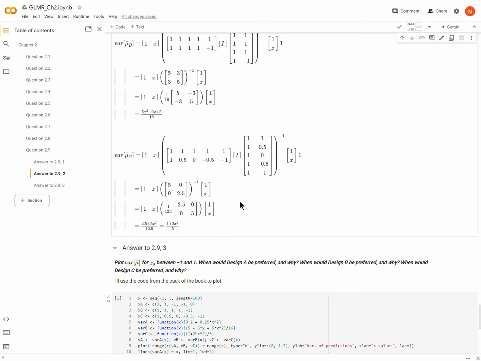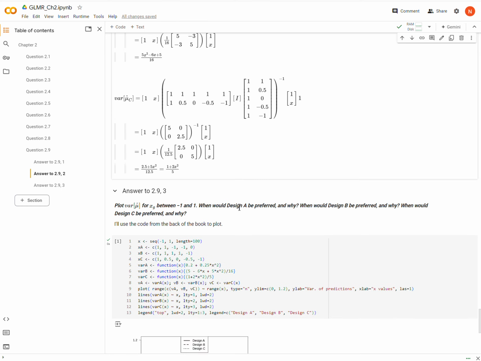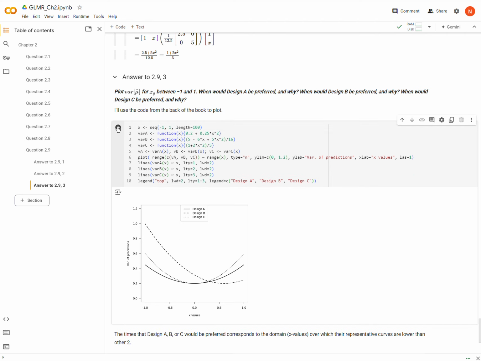Okay, good enough. So again, you can walk through the math for yourself, and now in the third part here, we are going to plot the variance of mu hat between values of -1 and 1, and then say when each of the different designs would be preferred. So this code is just taken from the back of the book. This right here actually doesn't do anything, I don't think. I'm going to delete it. Okay, good. So all that we're going to do is come up with values for x, and then calculate the variance for the 3 designs.